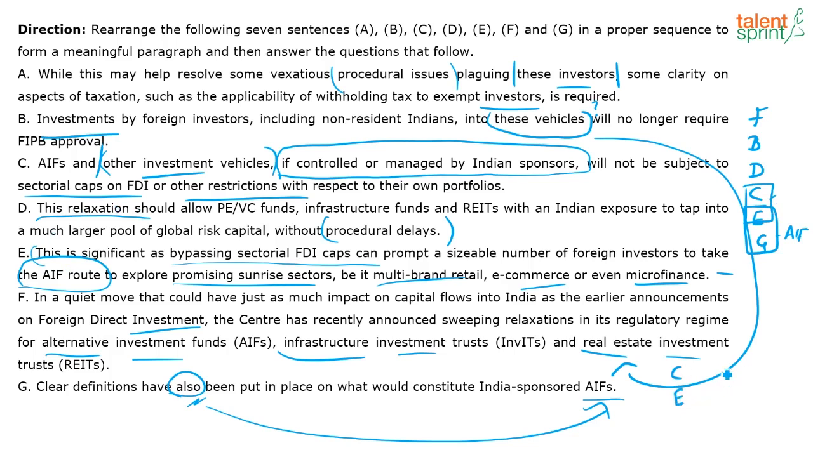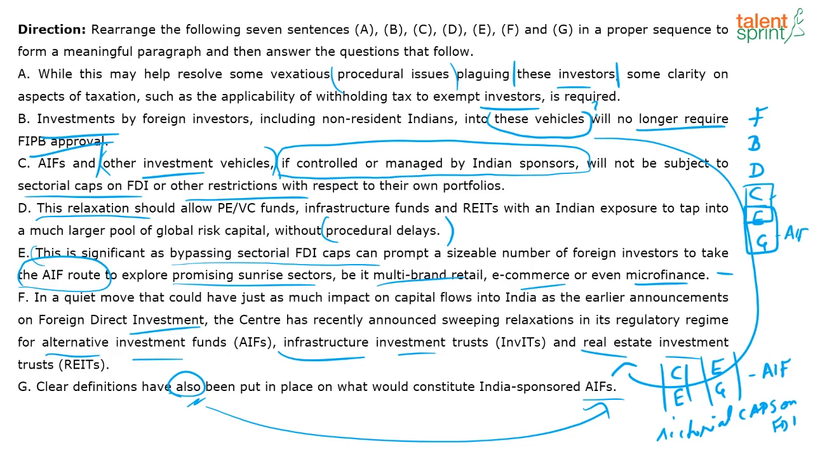So, in case you say, hey, how come this and this are connected, right? EG, AIF link. CE, sectorial caps link, right? On FDI. That's the link, right? DC, we're only talking about how procedural delays are mentioned, right? And this relaxation we already said, right? That comes from B, because if something does not require an approval, that is a relief, and that is the relaxation that it brings. So F, B, D, C, E, G, and the only one left is A.